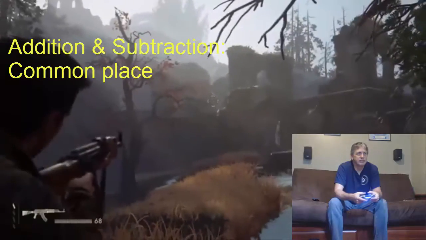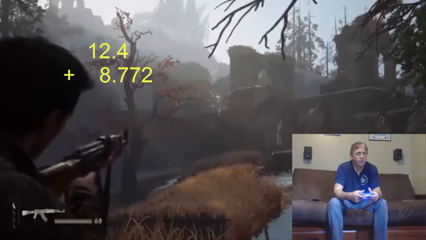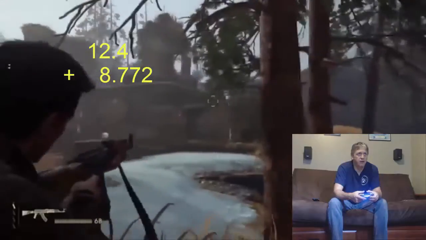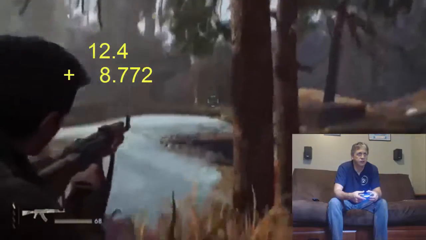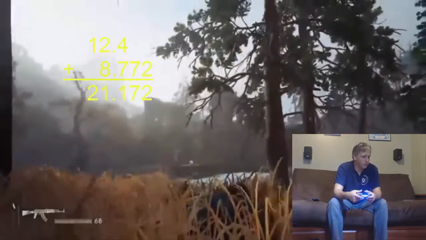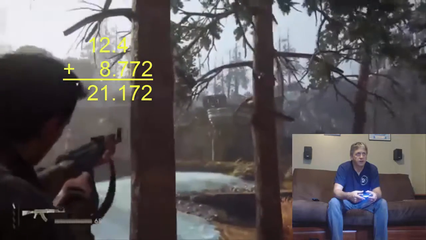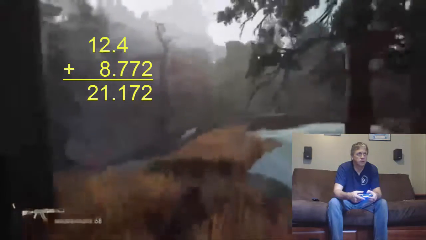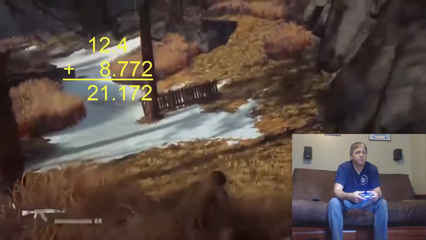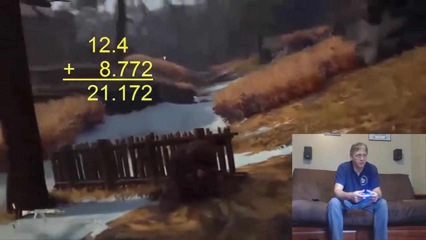So for example, say you're adding 12.4 to 8.772. So you tell your calculator, hey, do this for me, and your calculator says, sure. Here's the answer, 21.172. Thanks, calculator. You're welcome, person. No, calculator talks for some reason. But again, it doesn't factor in rounding. It just does the math for you.